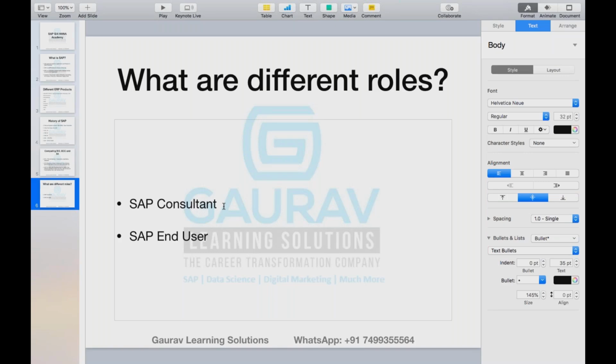So we are going to learn. I think you should be first an end user and then you can go for being a consultant. No, they will go hand in hand. You cannot say first end user and then consultant. Yes, that is also possible.